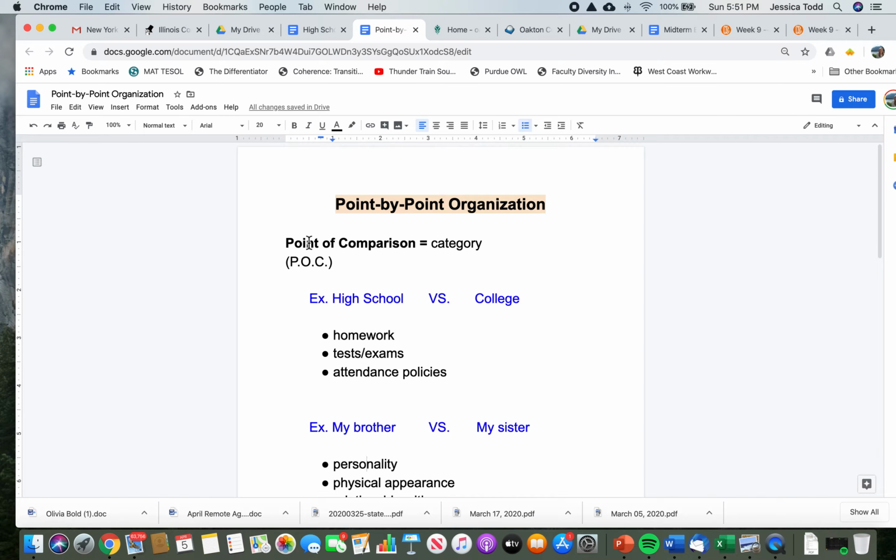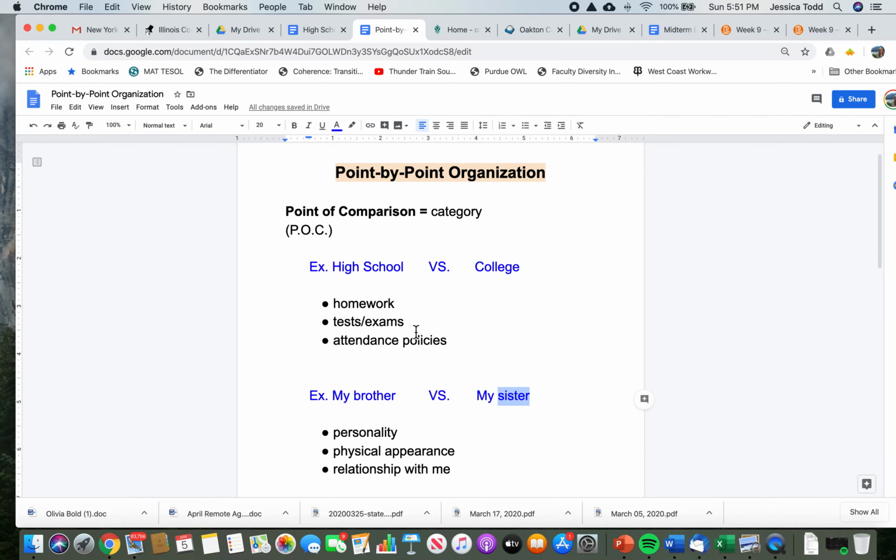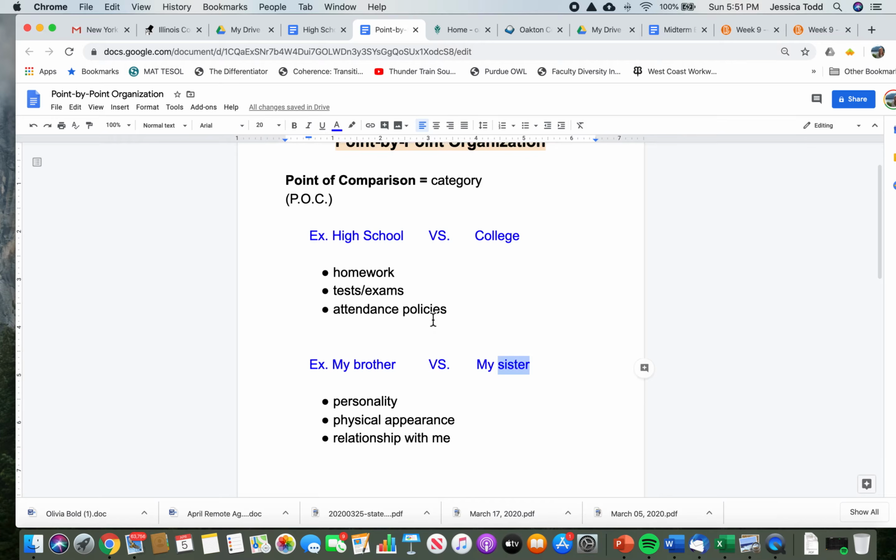Okay, so now we know what a point of comparison is. It's a category used to compare your 2 subjects. So the things in blue we can call the subjects. That's another important thing. Okay, so let's look at some of the important aspects of point-by-point organization.